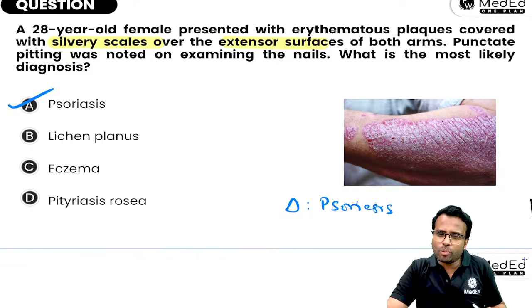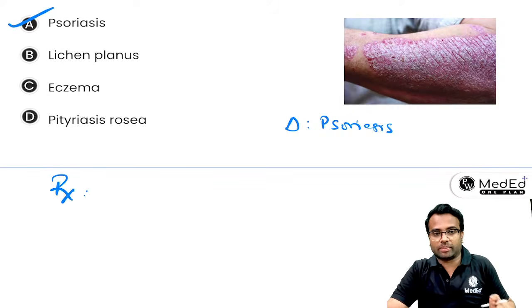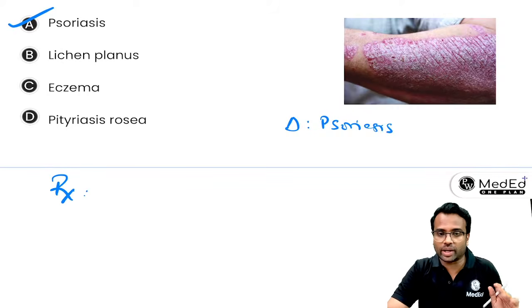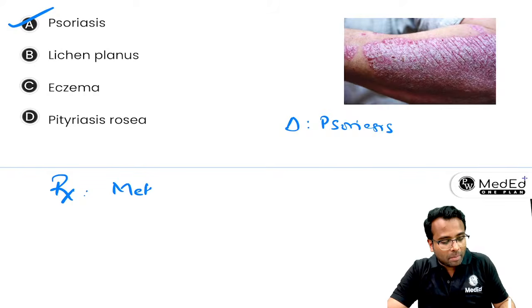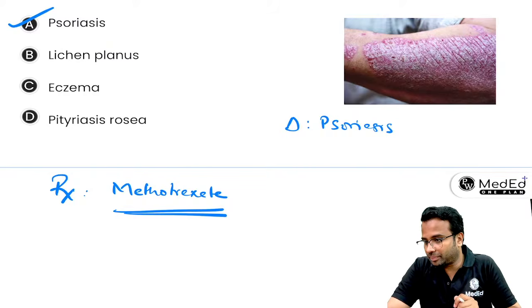And please remember a few points about psoriasis: if they ask you what is the management, the overall drug of choice in psoriasis should always be methotrexate. Okay, the overall drug of choice should always be methotrexate.